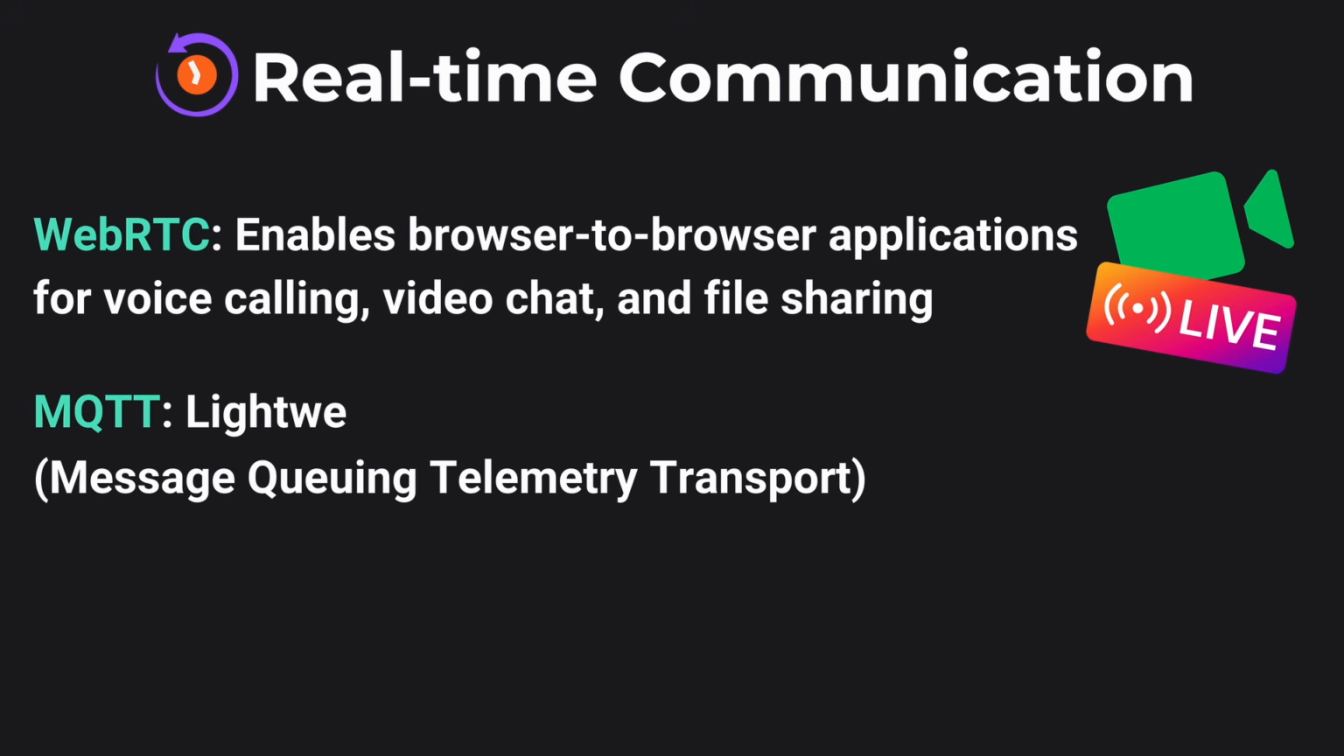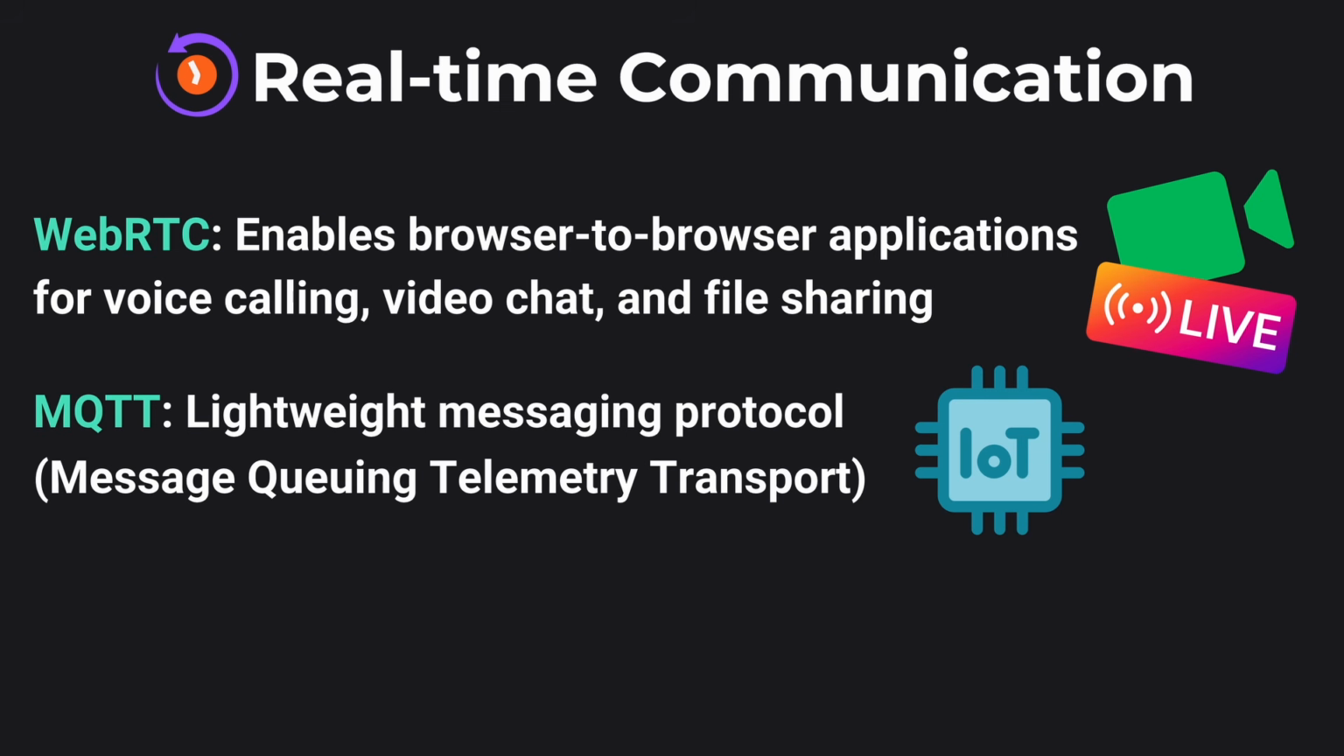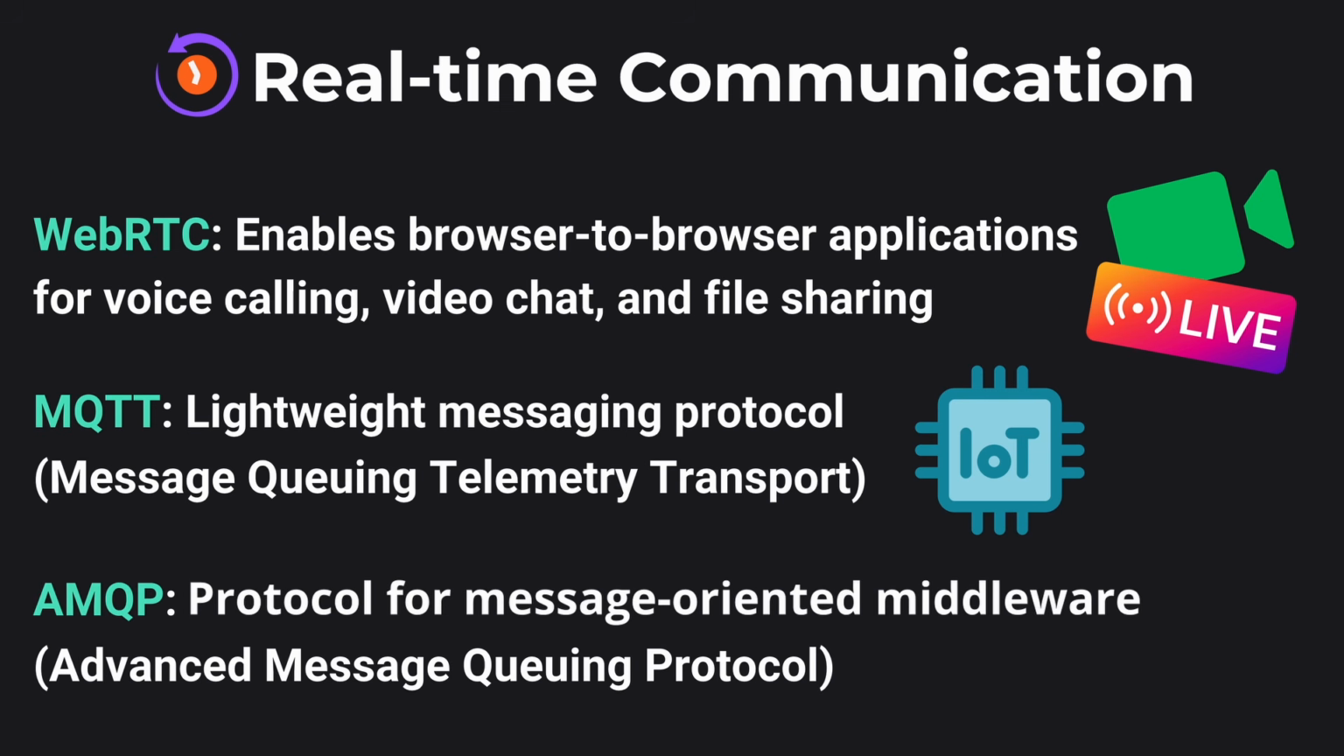Another one is MQTT, which is a lightweight messaging protocol, ideal for devices with limited processing power and in scenarios requiring low bandwidth, such as IoT devices. And AMQP is a protocol for message-oriented middleware, providing robustness and security for enterprise-level message communication. For example, it is used in tools like RabbitMQ.